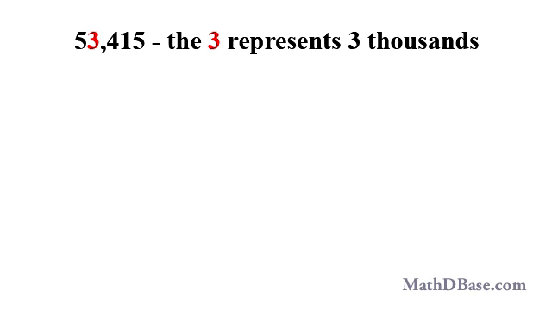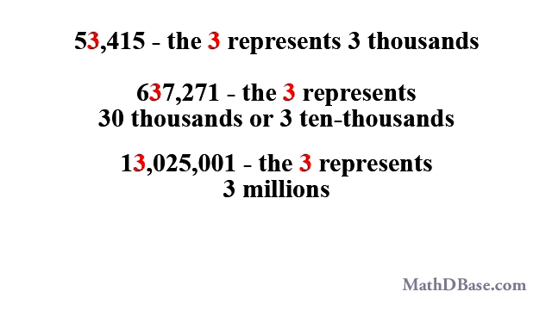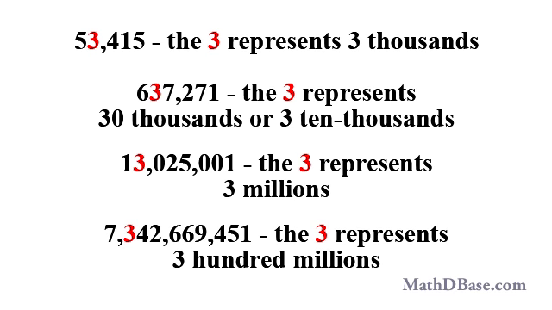A digit such as 3 can represent different values depending on context. For example, in the number 53,415, the 3 represents 3,000. The 3 in 637,271 represents 30,000 or 3 ten-thousands. The 3 in 13,025,001 represents 3 millions, and the 3 in 7,342,669,451 represents 300 millions.